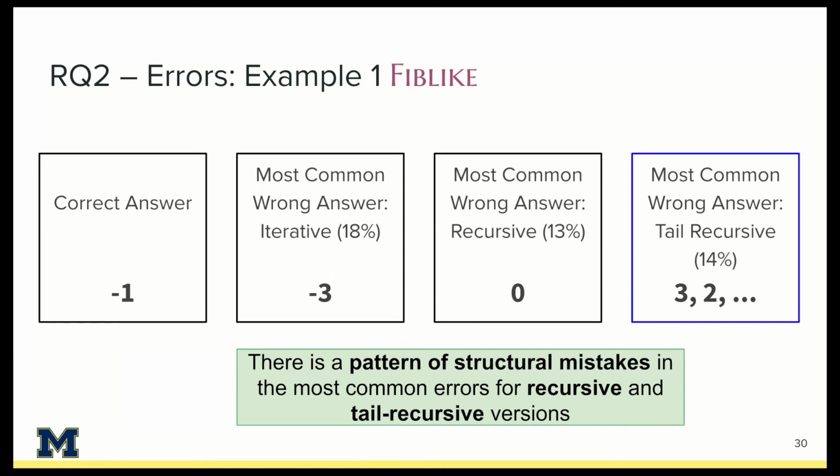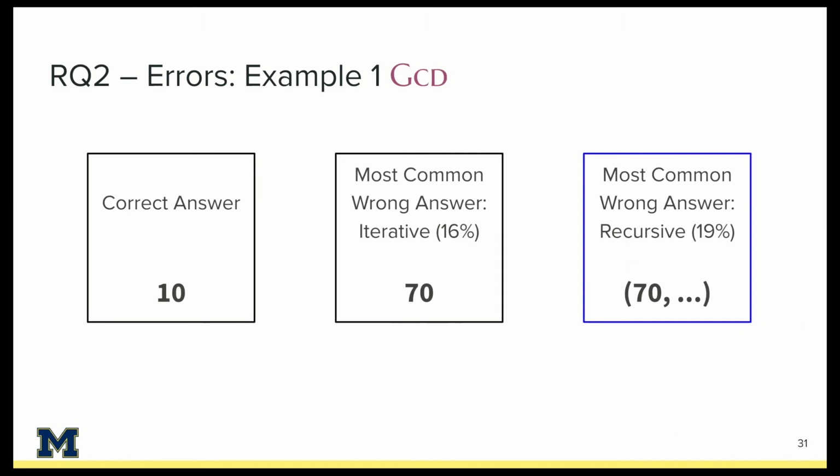Let's take a look at a couple more instances of this pattern. So here we have GCD, and we see the same pattern. The correct answer was the standard integer, and for the iterative framing, the person gave an integer even for the most common wrong answer. However, for the recursive framing, we again see that the most common error was a family of errors structured as lists or tuples starting with, in this case, 70.